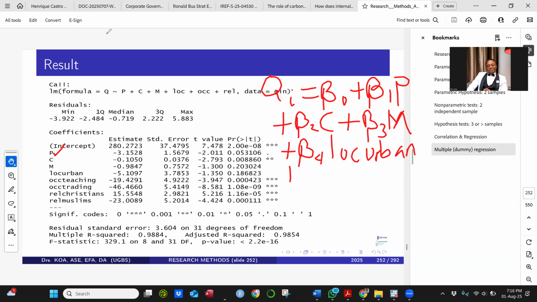Please be writing what I'm writing. There's a reason why I'm writing. I could easily have shown you the result, but I'm writing it for a reason. Then you do beta 7 what?